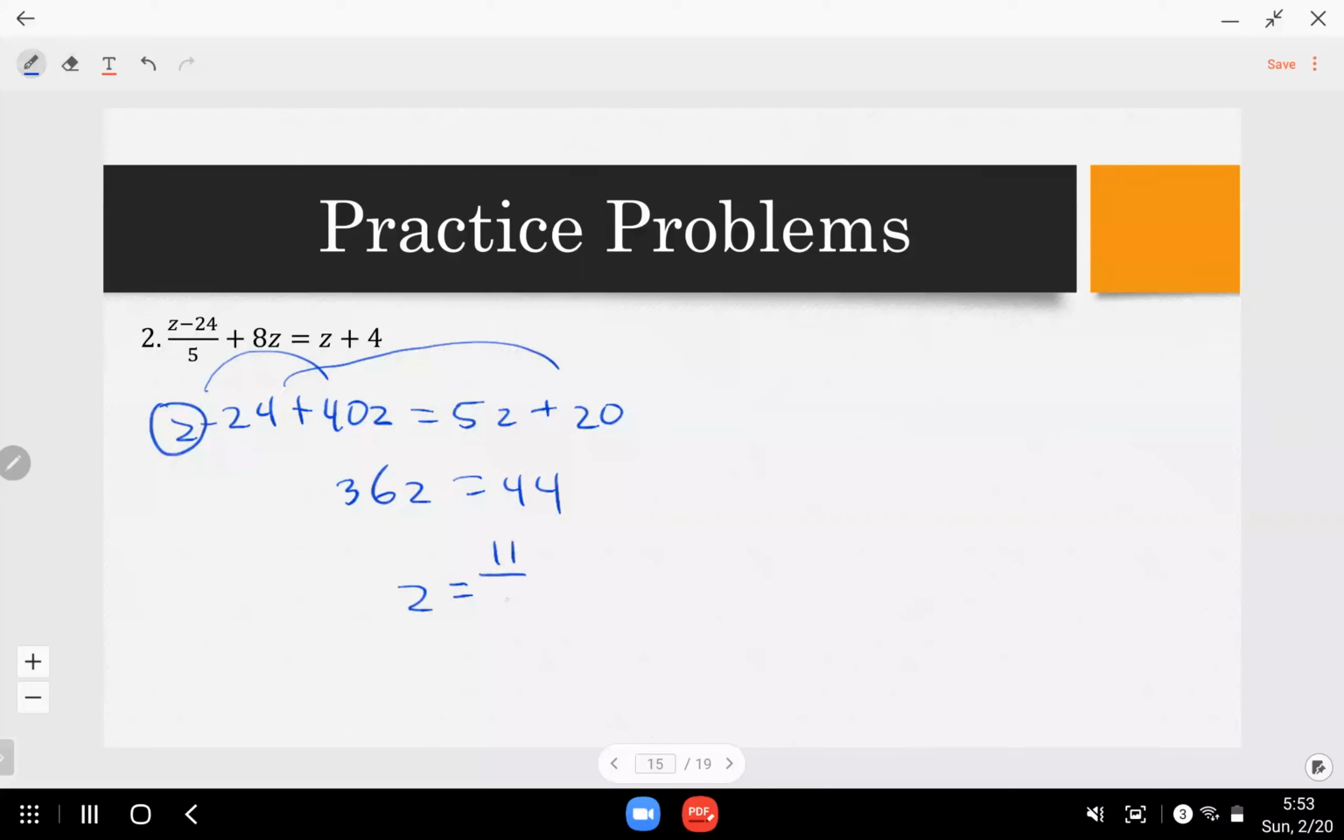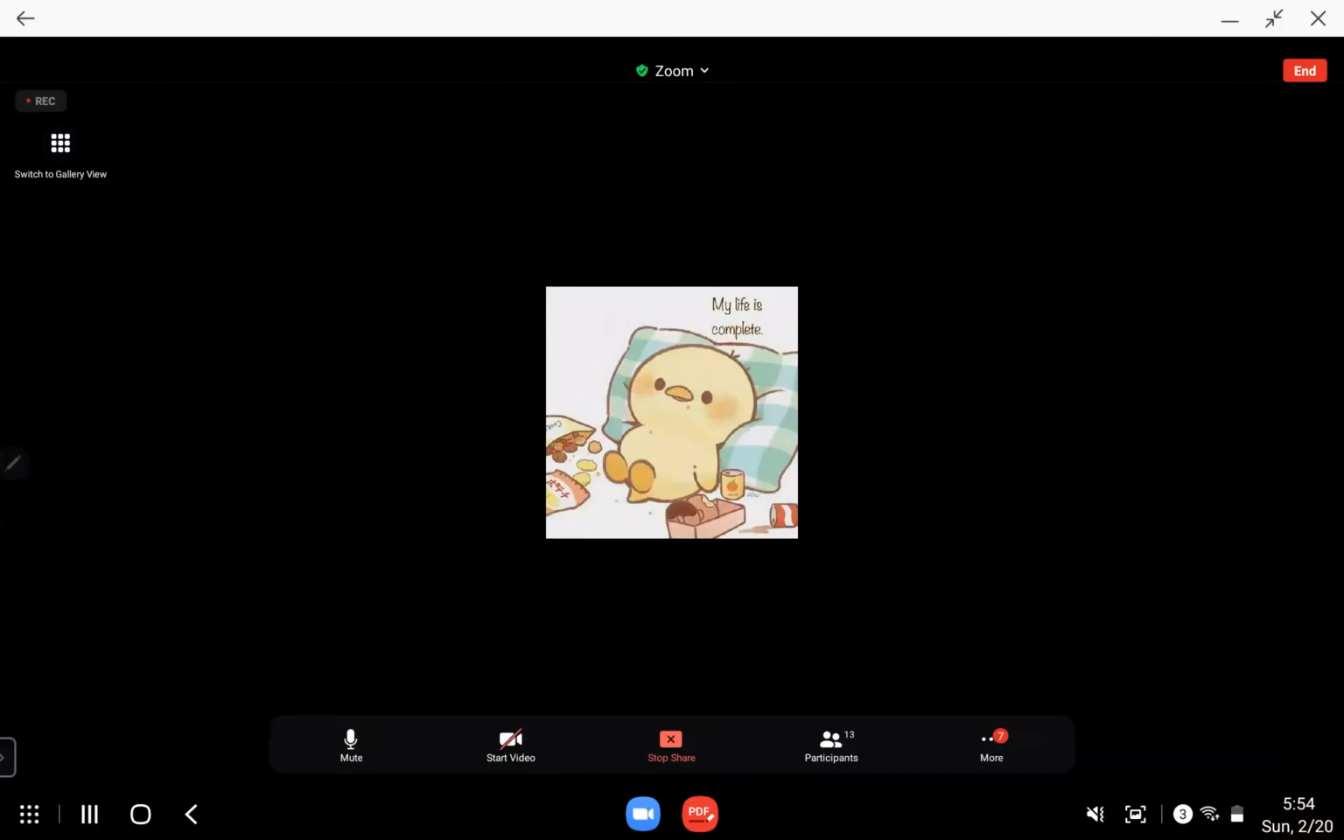There you go. Because it's 44 divided by 36. Yeah, I did it the other way around. I did 36 over 44, which is kind of stupid. But okay.